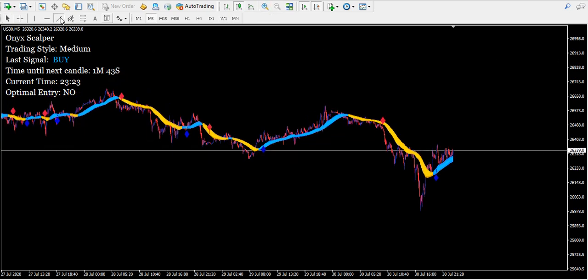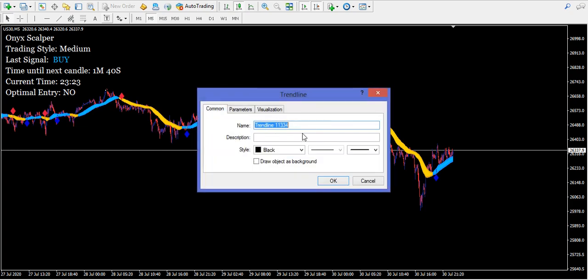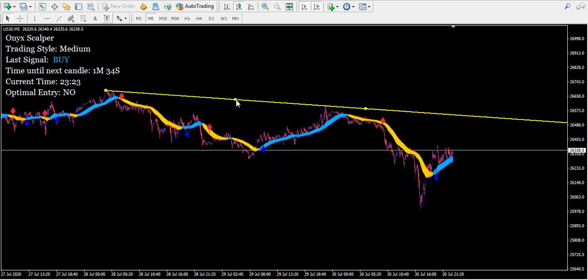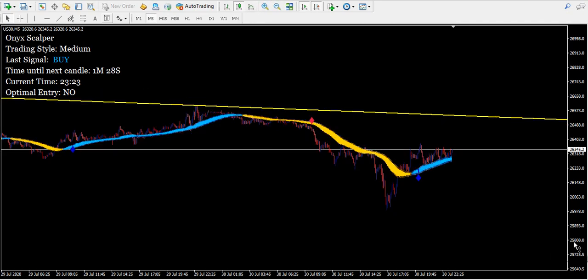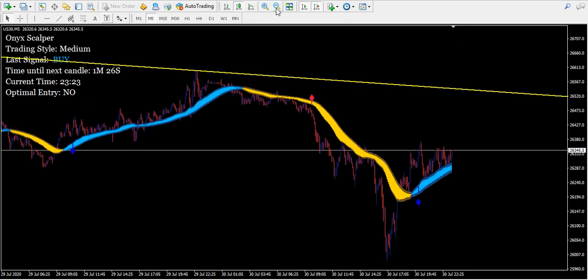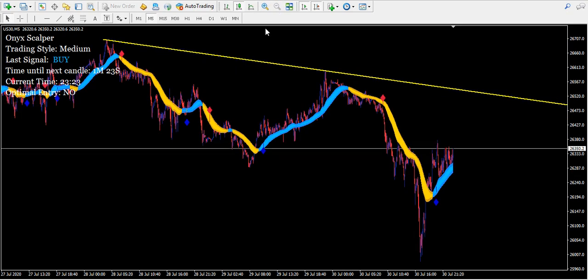Okay, so basically you can start on an H1 chart, but today I just feel like starting on the lower time frame. I'm just going to do the trend lines on the lower time frames. Okay, so this is what I do. You don't have to do it the way I do it. You can do it the way you feel is going to be profitable for you.